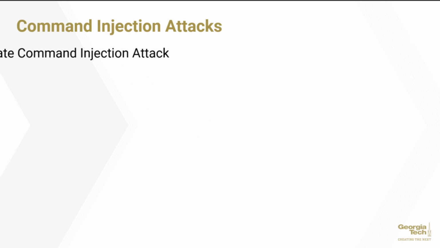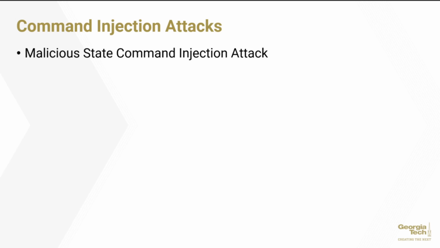Command injection attacks. As I have shared previously, command injection attacks inject false control and configuration commands into a control system. Starting with the malicious state command injection attack. Malicious state command injection attack changes the state of the process control system. The altered system mode attack injects a command to switch between a manual and automatic mode. For example, the attacker could make it look like the operator wants to run manually the environment instead of just letting the PLC do the automatic control.